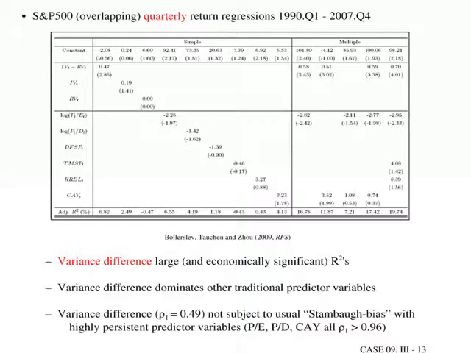Okay, so people sometimes refer to the kind of bias that you get when you use these highly persistent predictor variables as a Stambaugh bias. I guess Rob Stambaugh was one of the first to really seriously address the issue and come up with adjustments for that. That importantly doesn't apply here, and still we get this remarkably high R-square of 7%.